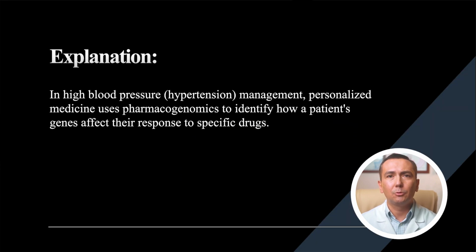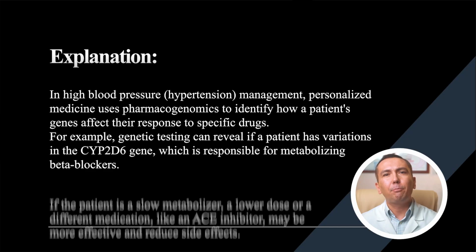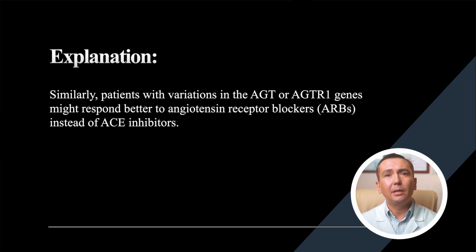In high blood pressure management, personalized medicine uses pharmacogenomics to identify how a patient's genes affect their response to specific drugs. For example, genetic testing can reveal if a patient has variations in the CYP2D6 gene, which is responsible for metabolizing beta blockers. If the patient is a slow metabolizer, a lower dose or a different medication like an ACE inhibitor may be more effective and reduce side effects. Similarly, patients with variations in the AGT or AGTR1 gene might respond better to angiotensin receptor blockers instead of ACE inhibitors.